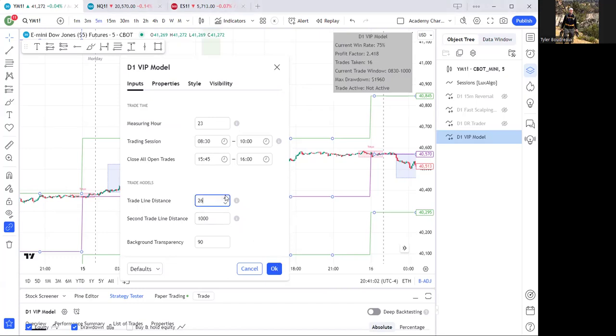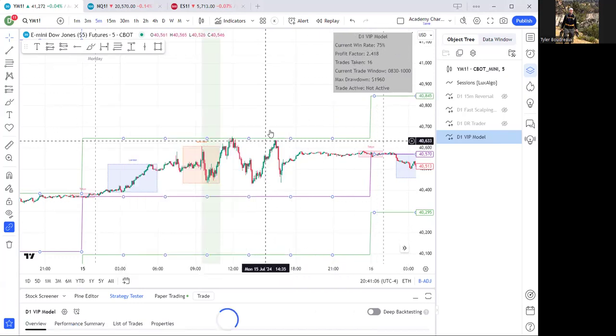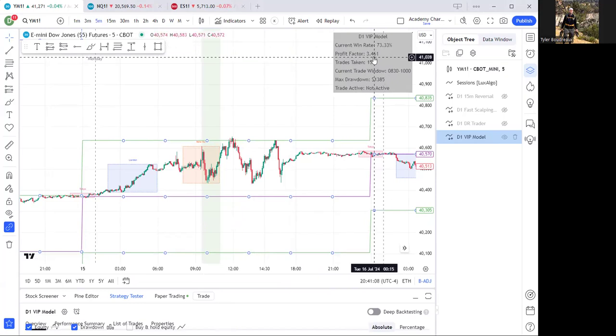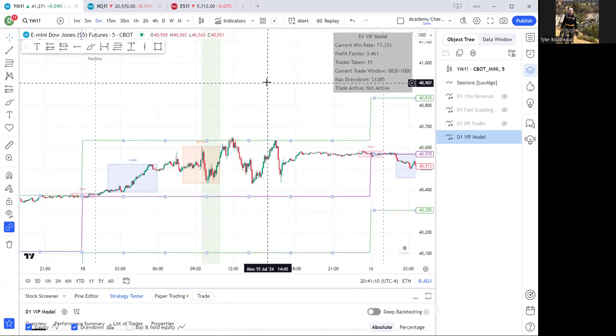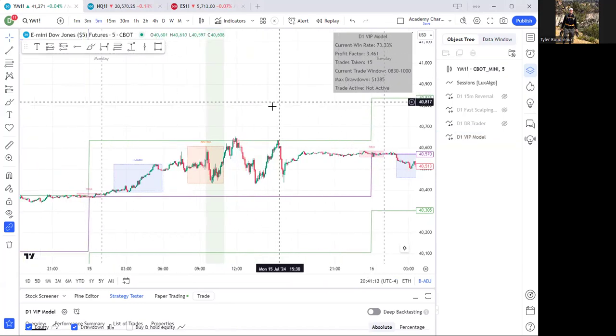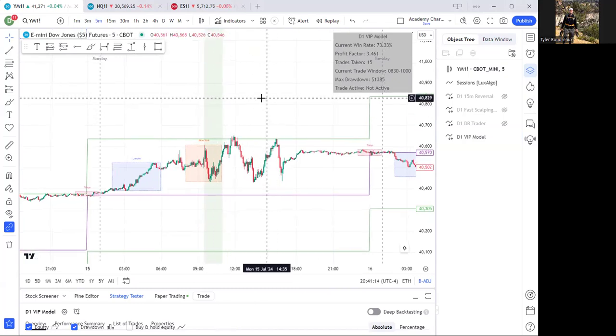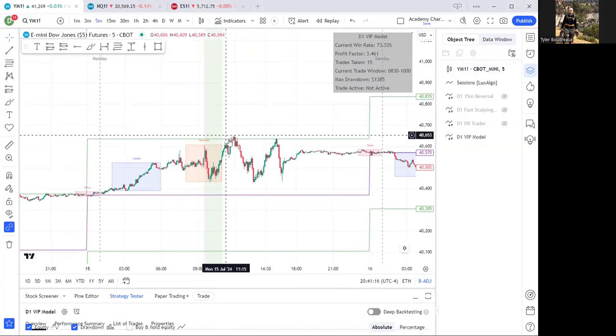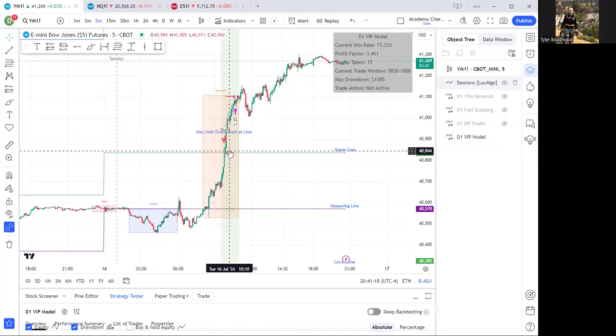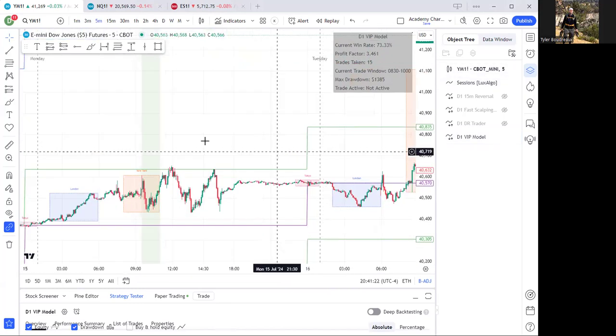Right here, if we change it to 265, let's watch the data. It drops to 73, but the profit factor goes up to 3.4. So you have the ability to backtest that. Now, for example, right here, why did it not take a trade? Because it's going to pop up as an indicator. It's going to show you where to put your stop and where to put your TP.